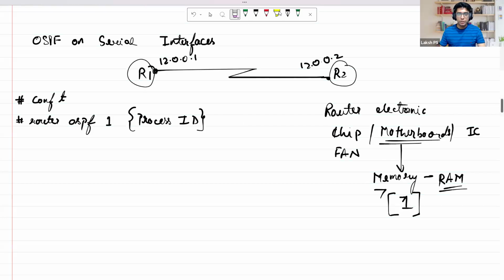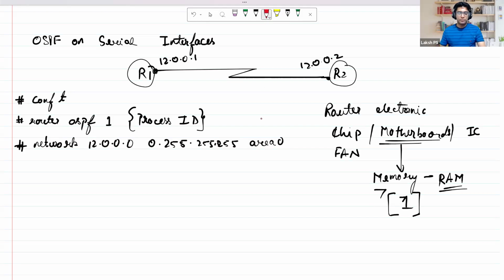All right. Now, once you do this, you write router OSPF 1, and then you write the command network 12.0.0.0 0.255.255.255 area 0. For now, ignore this part. We will talk about area when it's the right time. But please remember, we have to use this particular command, area 0.